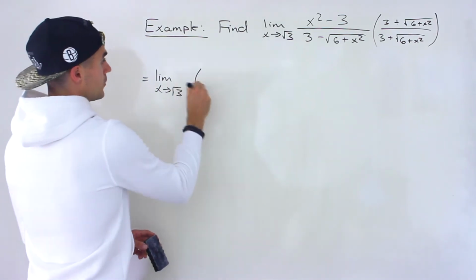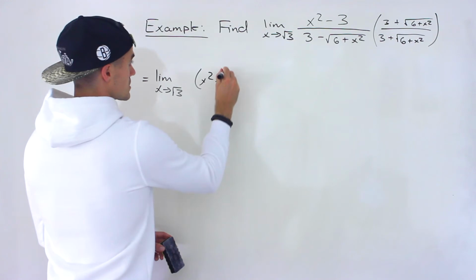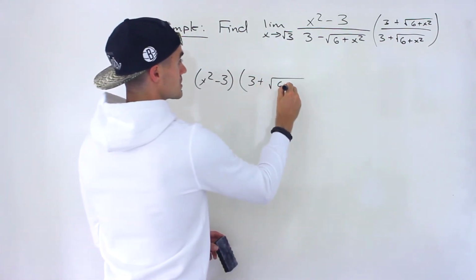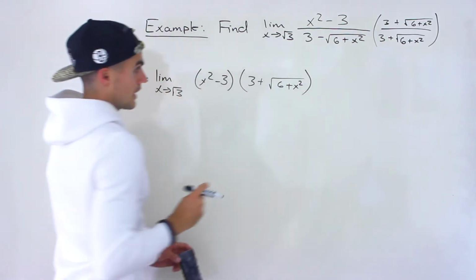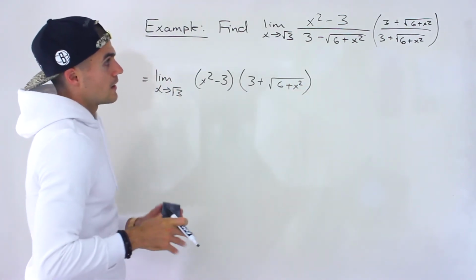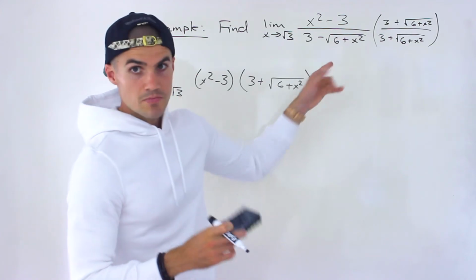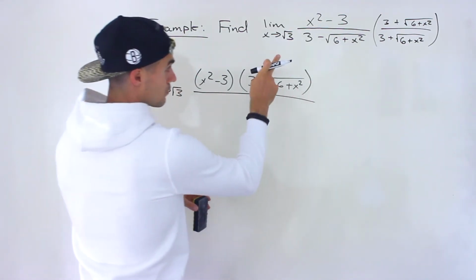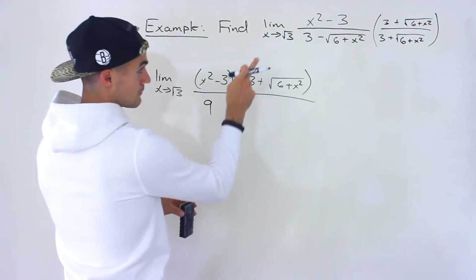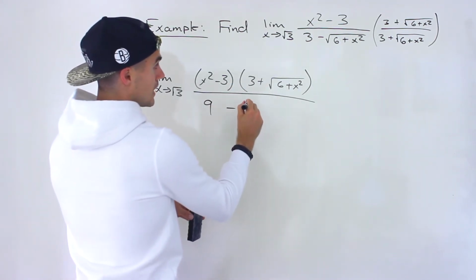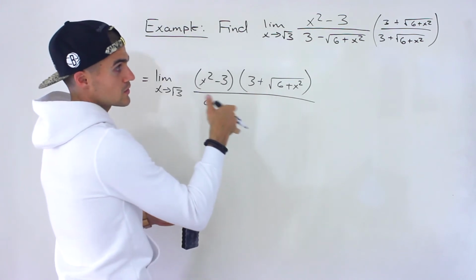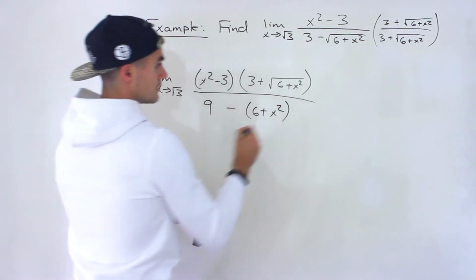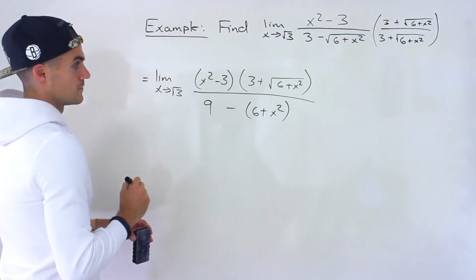So what happens now is, on the top, I'm going to leave both of those expressions separate. So we'll have 3 plus the square root of 6 plus x squared, like that. But in the denominator, because these two expressions are conjugates that are multiplying, we just have to multiply the ends. So 3 times 3 is 9, then minus, and the square root of 6 plus x squared times the square root of 6 plus x squared is just 6 plus x squared, like that.